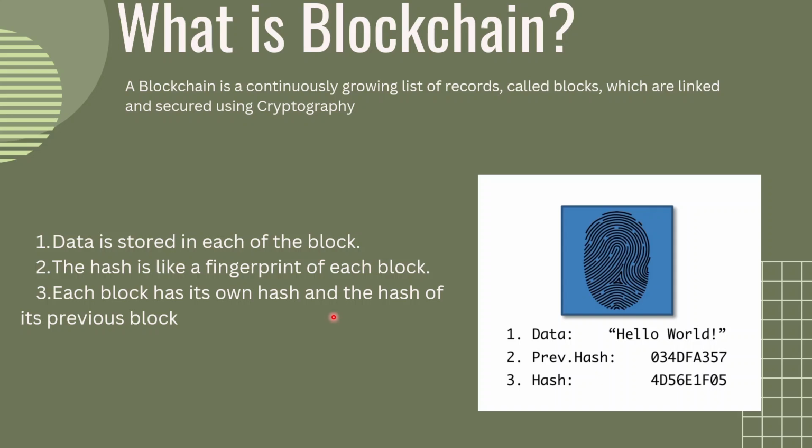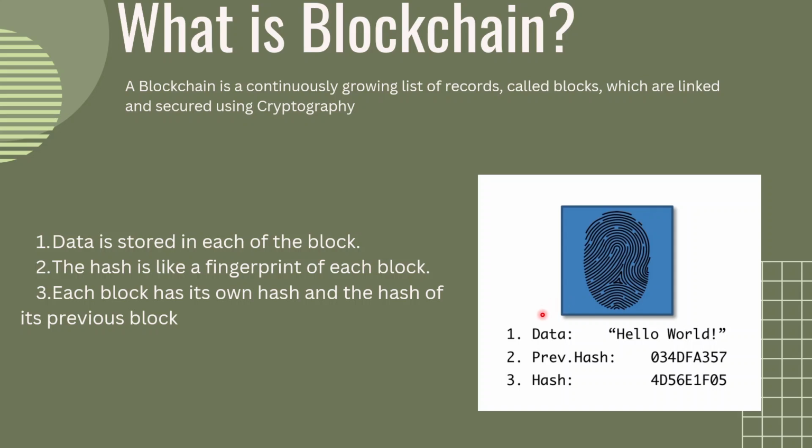Let's discuss what is blockchain. According to Wikipedia, there is a generic definition of blockchain. It says a blockchain is a continuously growing list of records called blocks which are linked and secured using cryptography. So, a blockchain is a chain of blocks. What does the block hold? A block holds these three things, and each block acts as a fingerprint of its own.